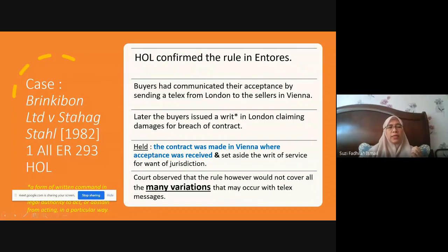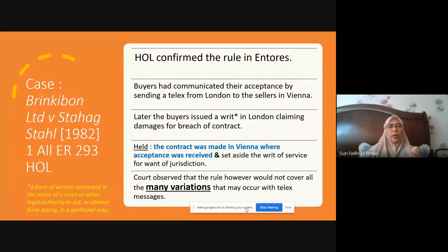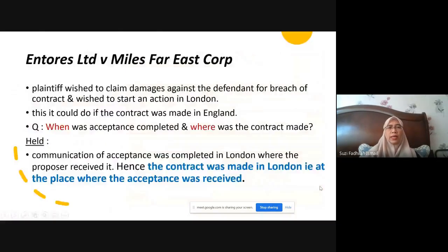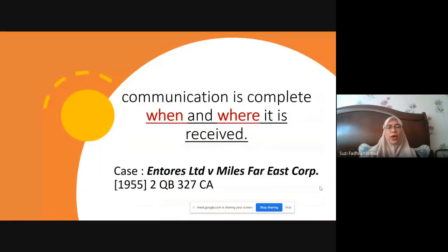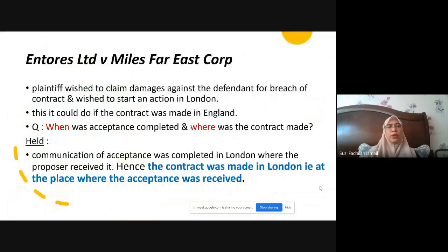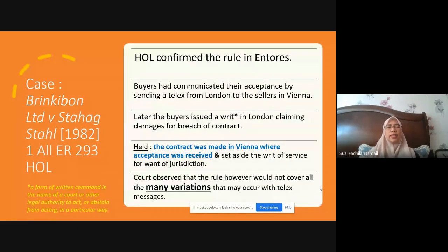So we have a similar case. Brinkibon Limited and Stahag Stahl, 1982, and this is a very high weightage decision, House of Lords. Decision or observation by the House of Lords. So it's highly persuasive here in Malaysia, even though we have the Contracts Act. So in this case, the House of Lords confirmed the rule in Entores. Entores was decided in the year 1955. So it was later confirmed by the House of Lords in the year 1982, almost 30 years later.